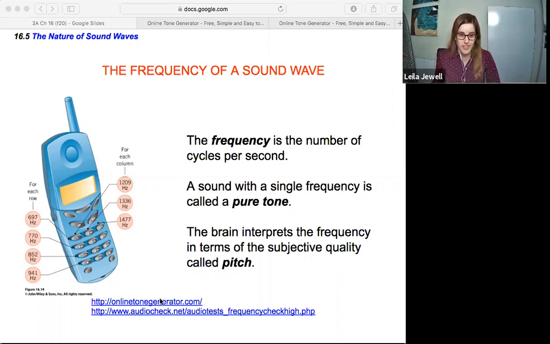And this is something, I don't know if any of you remember a phone this old, but when you pushed the different numbers, you'd hear different sounds. And it turns out there's this pattern, right? For each column, there's a particular frequency. For each row, there's another frequency. So anytime you push a button, two different frequencies sound at once.